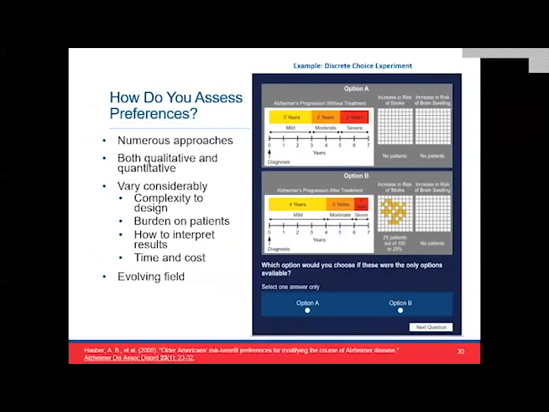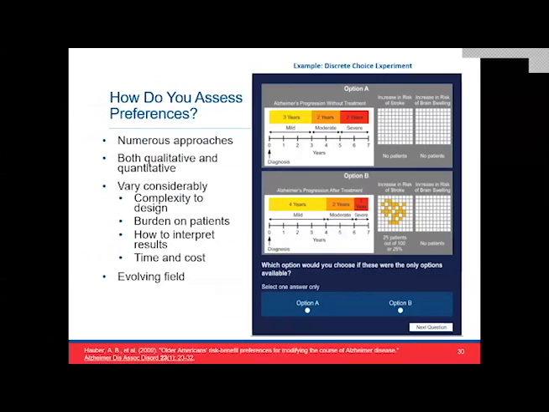Now, how do you assess preferences? Well, there are a lot of approaches. It's an entire textbook, or really a career. They're both qualitative and quantitative approaches. I'm showing you here a quantitative one. And these methods are very different in how hard they are to design, how hard it is for a patient to do them or interpret the results. They also vary a lot in the cost and time. It's a field that keeps moving.